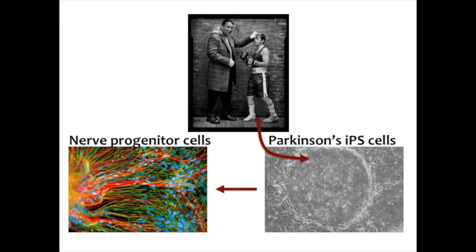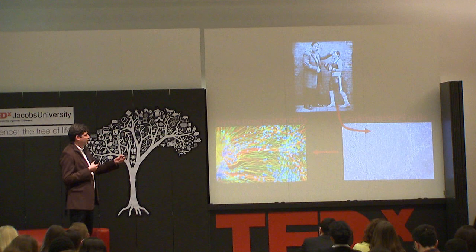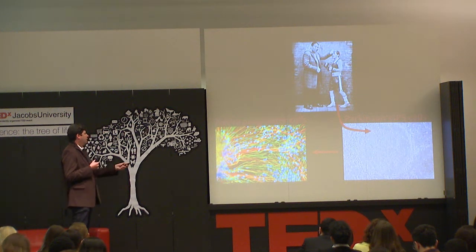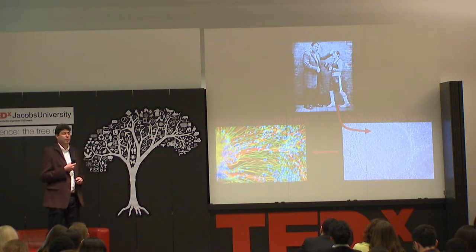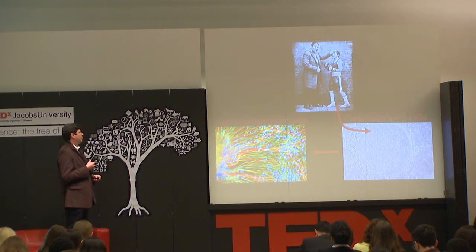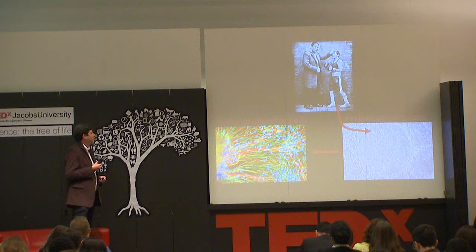So we isolate cells from patients like Michael J. Fox, culture them. You can see the pluripotent cells, the induced pluripotent stem cells that emerge in the tube, and then forward differentiate them to these progenitors. Now we can study the disease on the progenitor level. You can see the progenitors here on the left.